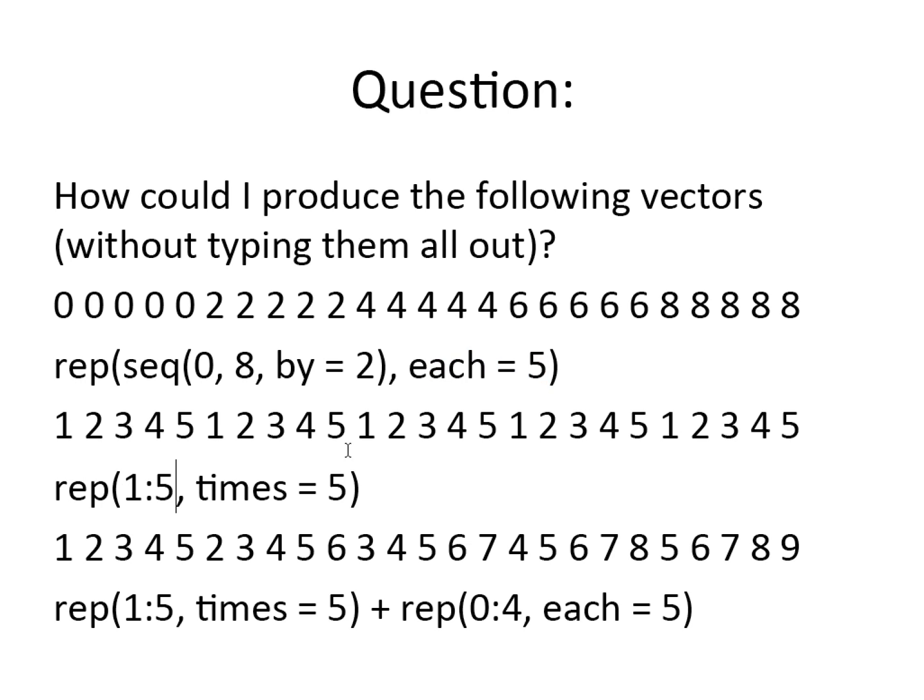1, 2, 3, 4, 5, 1, 2, 3, 4, 5. We can rep 1 to 5, 5 times, and it will repeat that entire vector 5 times. Repeat 1 to 5, times equals 5, just like the above. And then if I add on repeating 0 to 4, each equals 5, I get, I think, a pretty interesting sequence.